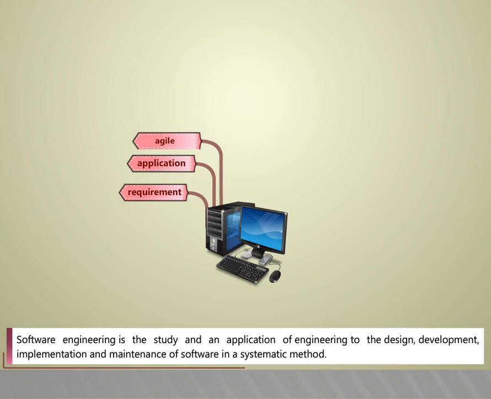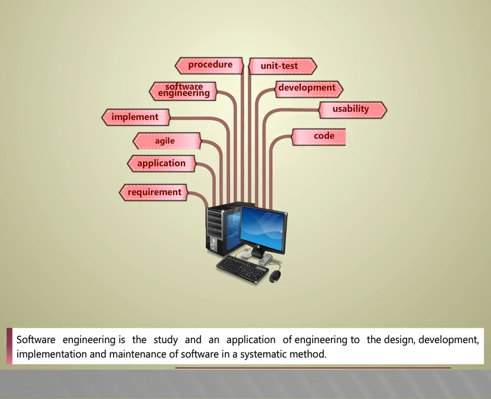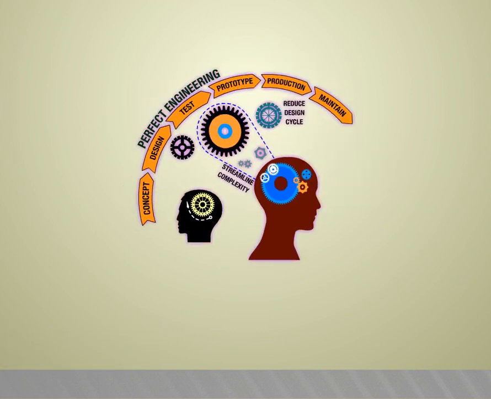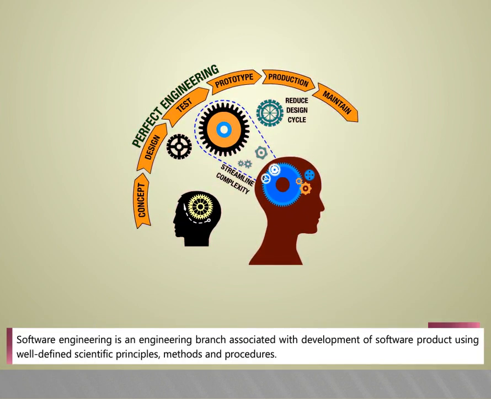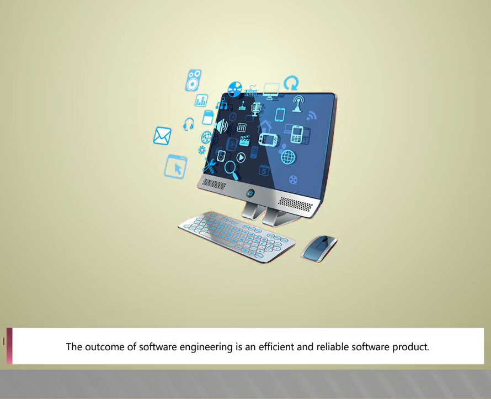Software engineering is the study and application of engineering to the design, development, implementation, and maintenance of software in a systematic method. Software engineering is an engineering branch associated with the development of software products using well-defined scientific principles, methods, and procedures. The outcome of software engineering is an efficient and reliable software product.